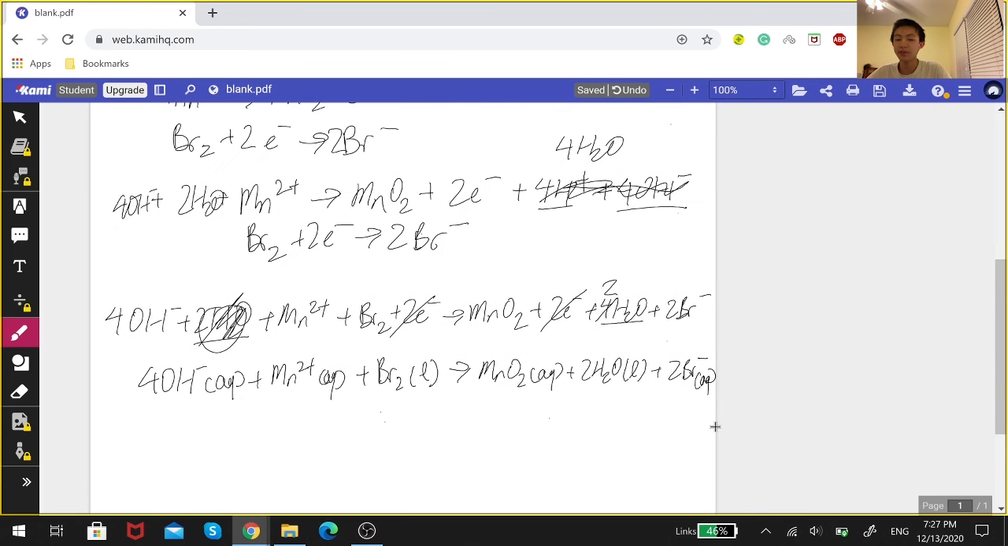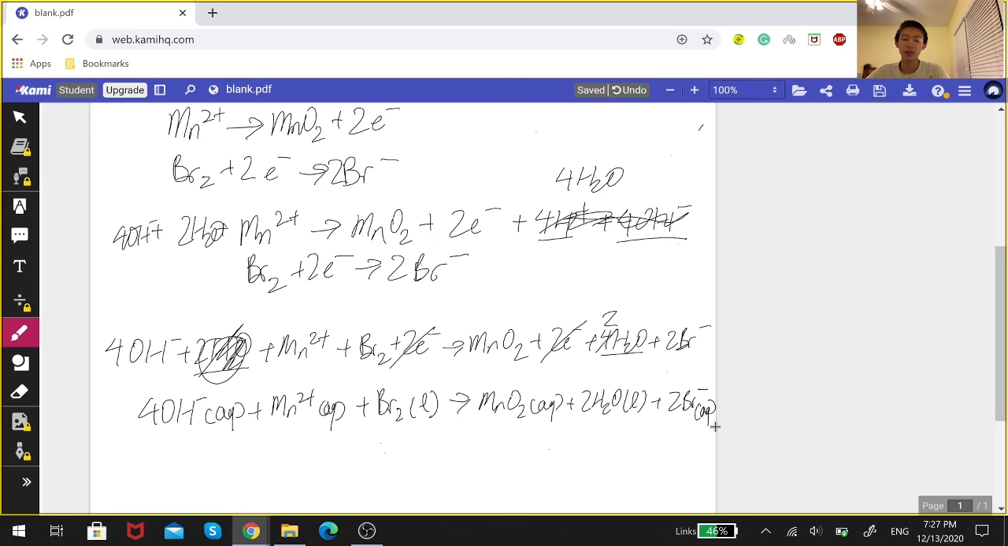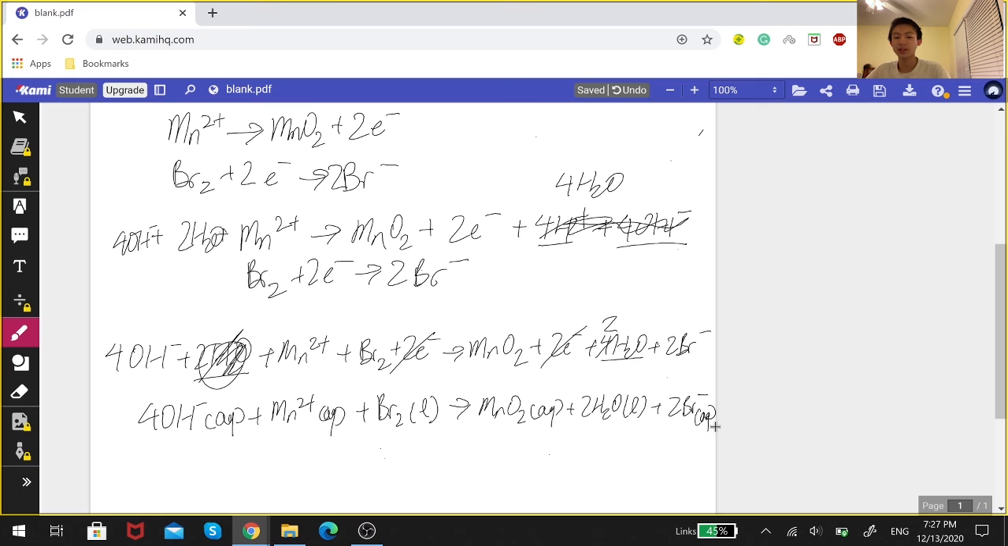Again, for the first half, it's exactly like what you were doing in acidic solution, except in the last part, you're going to have to add OHs on both sides to neutralize the H pluses on one side and make the other side basic. And I'll make another video like what we did in acidic ones, so that you have a better grasp of this topic.